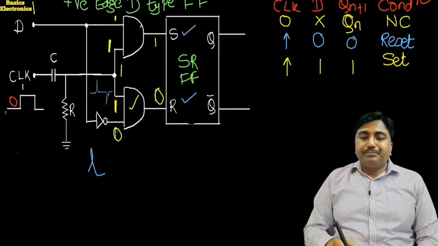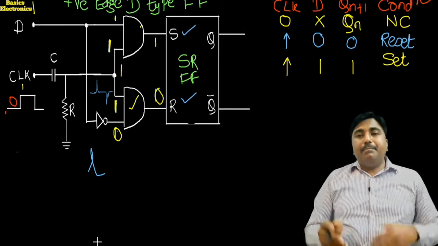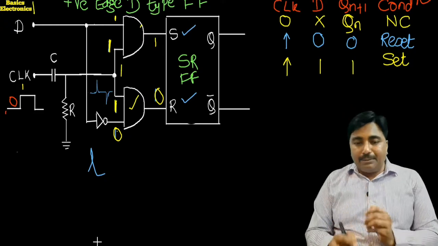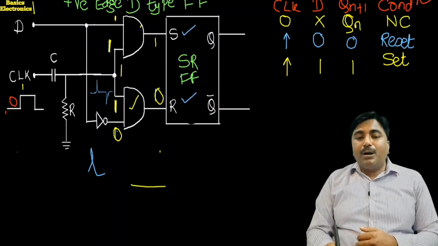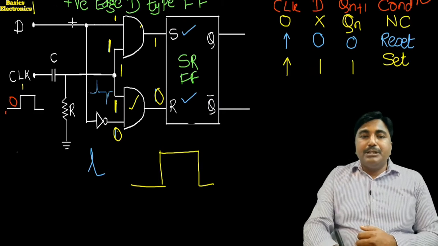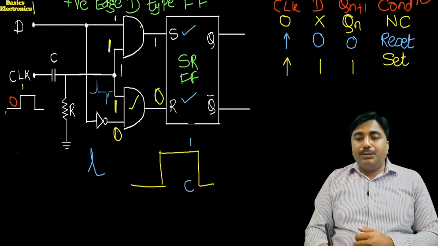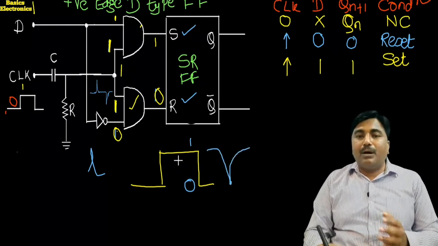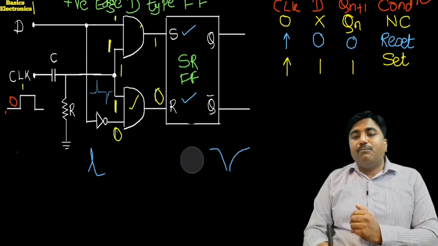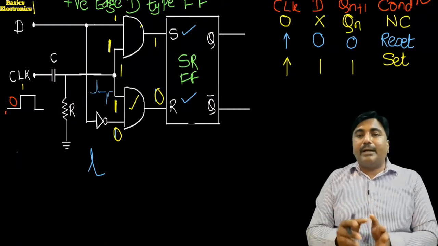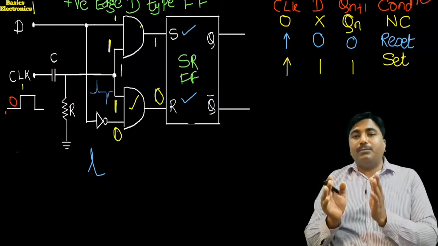Now we apply the negative edge. What if there is a negative edge? Negative edge means when the clock input changes from 1 to 0, the RC differentiator produces an edge, and this particular edge we call the negative edge. This edge we also call the falling edge, or the trailing edge of the clock.